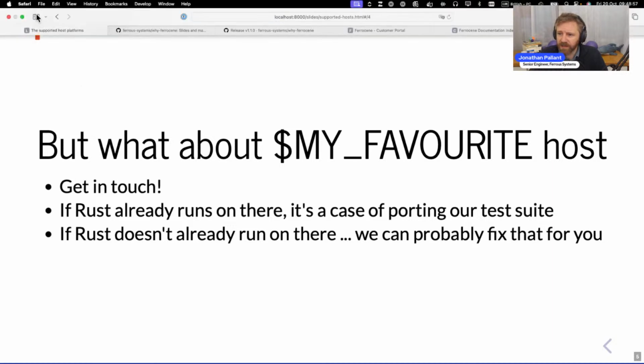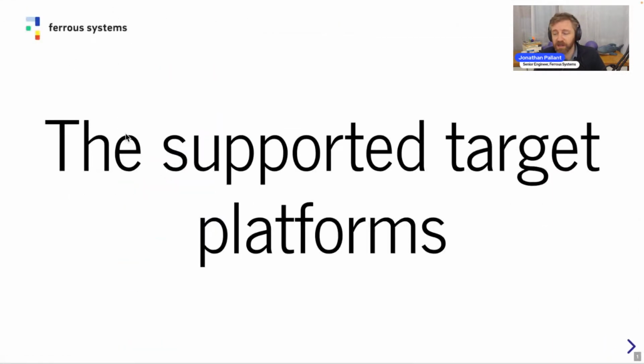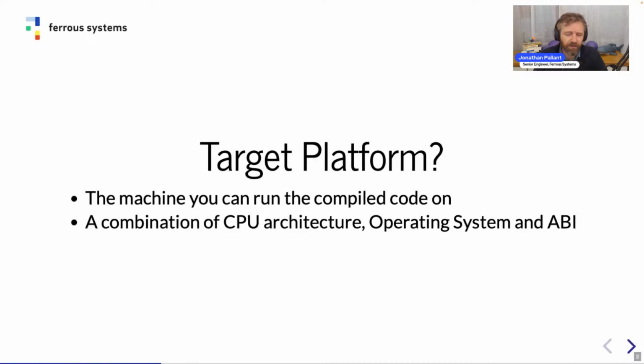So there we go. So that's Ferrocene as a host. Let's talk about Ferrocene's supported targets next. And this is the machine that runs the compiled binaries. So we do the build, and then if it's an embedded system, we flash the firmware, we send the DFU file over USB, we send the diff file up to the firmware distribution cloud service, whatever it happens to be. But this is the machine that's going to run our compiled code.